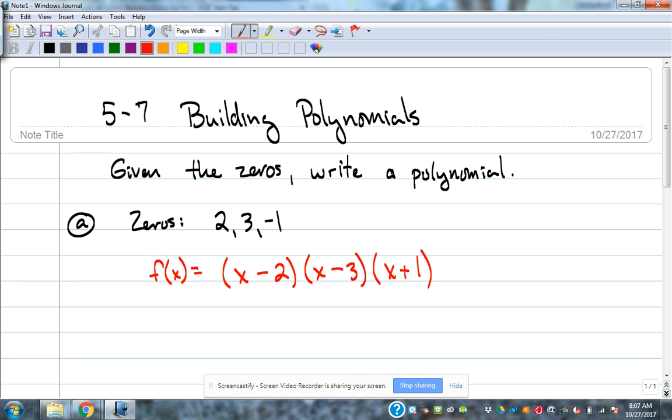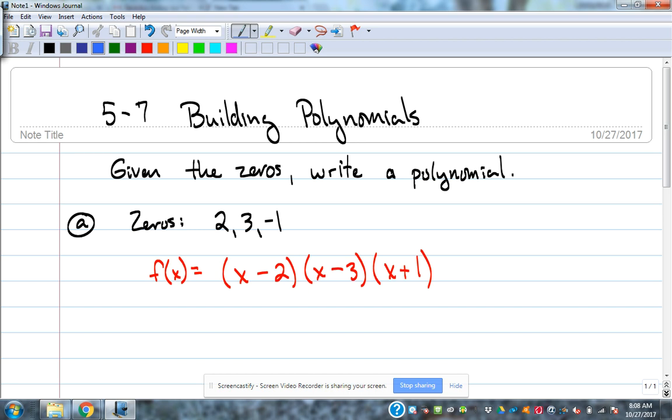Okay. See what's happening here? What's happening with the signs? They're flipping. They're opposite signs. So that's the way it's going to be every time. It's going to be opposite signs. And then you need to multiply it out. So this is the factored form of that polynomial.